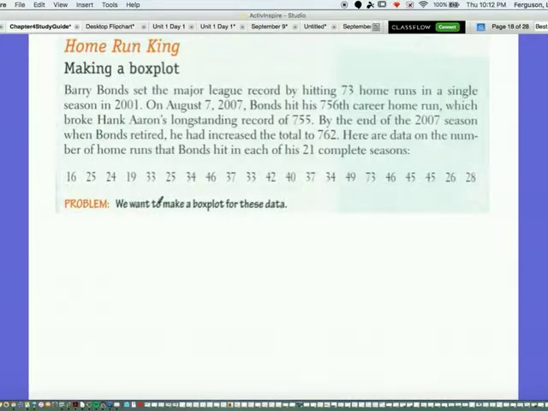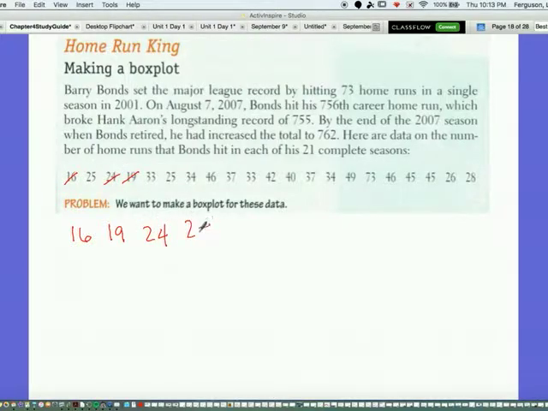So the first thing it's asking us to do is make a box plot. What we need to do first is take our data and organize it so that it goes least to greatest. As I'm scrolling through and checking things out, I see that 16 is my least. So I've taken care of 16. It appears like next I would have 19. Next I would have 24.